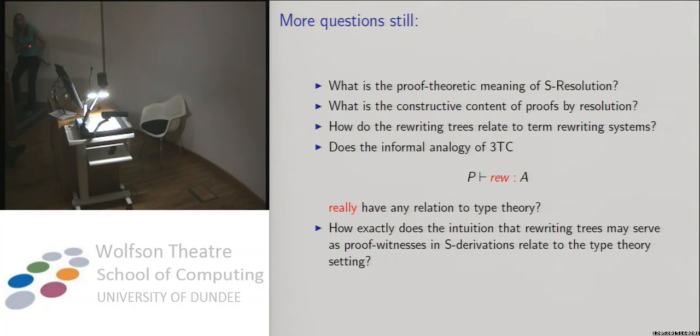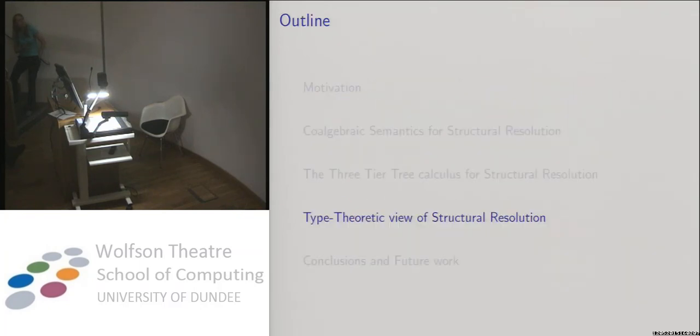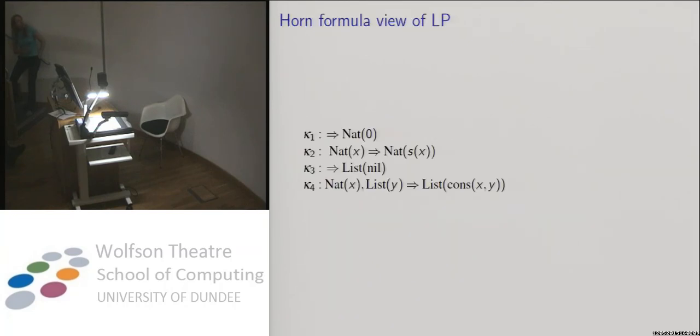And how exactly this intuition that rewriting trees and structural proof witnesses can relate us to the type theory setting. So it seems like I do have time to tell you a little bit about this, which is good. So let's now try to recover all that has happened with all these tree structures and put it into the Chomsky rewriting setting and in the type theoretic setting.